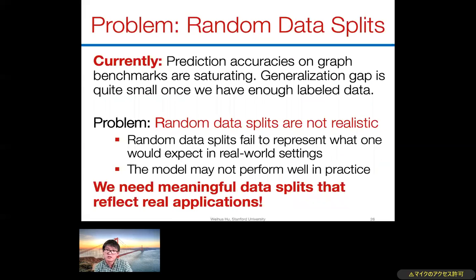Another problem we address in OGB is the conventional random splits. Currently, prediction accuracies on graph benchmarks are saturating. Generalization gap is quite small once we have enough labeled data. However, random data splits are not realistic and fail to represent what one would expect in real-world settings. As a result, the model that performs well in random split settings may not perform well in practice. We really need meaningful data splits that reflect real-world applications.